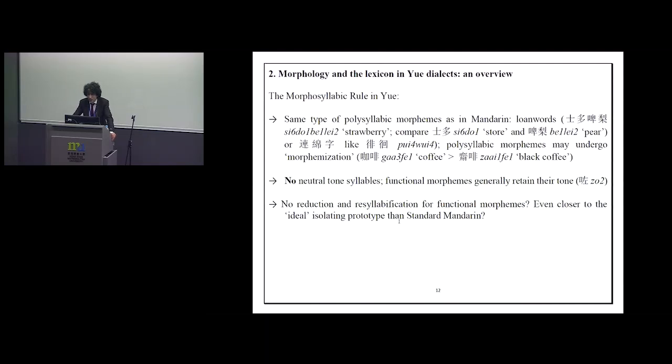One difference, which is very relevant to what I'm going to talk about today, is that at least in Cantonese, there are no neutral tone syllables. So even functional morphemes, like the perfective suffix zo, the more or less functional equivalent of le, still retain their tone. So you see that the shape of affixes, of functional morphemes, is in a way even more stable than in Mandarin, because they still retain their tone, so they still retain more prosodic autonomy.